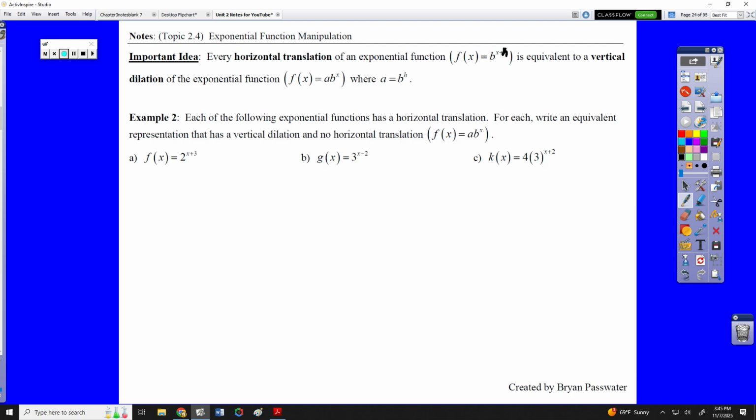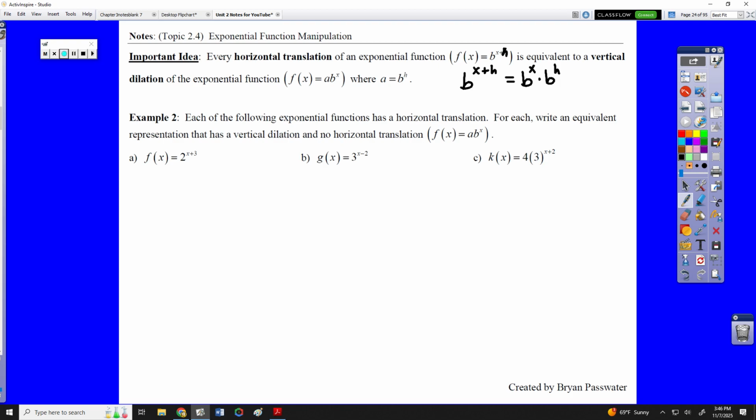The exponent rule that we're going to use is that if we have the same base being raised to two different powers, the product rule says that if I multiply those together, I would add the exponents. We can also do that in reverse.